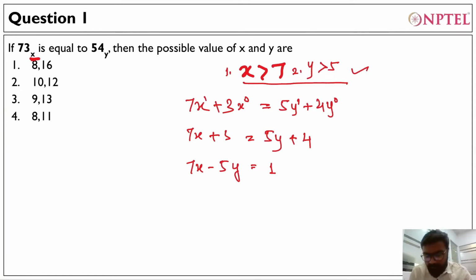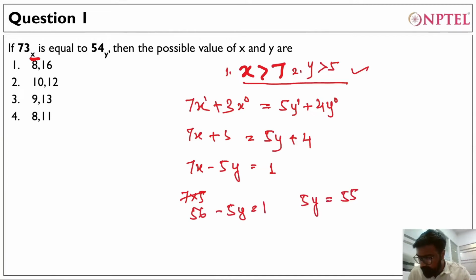Now let's start with 8. Let's start with x equal to 8 and see what happens. 7 into 8 is how much? It will be 56, minus 5y equal to 1. So it means 5y is equal to 55, so y is equal to 11. Let's see, if x is 8 and y is 11, is there any pair which satisfies the equation, right?